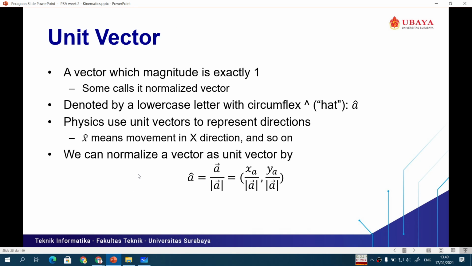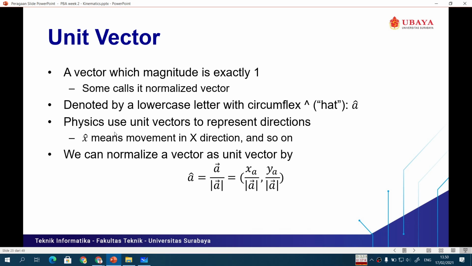In the meantime, after we have calculated the magnitude, we can form what we call a unit vector. A unit vector is a vector whose magnitude is exactly 1. Sometimes people call it a normalized vector. A unit vector or a normalized vector is denoted by a lowercase letter with a circumflex. The symbol is something like this. I usually just call it hat. So if I mention a hat, it actually means the unit vector from a.